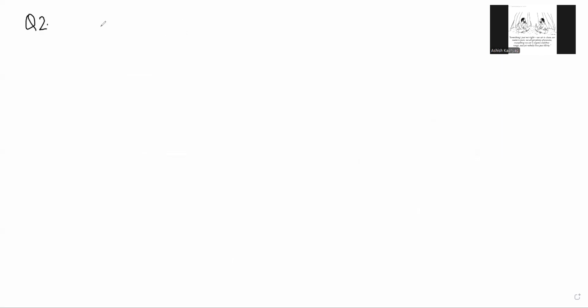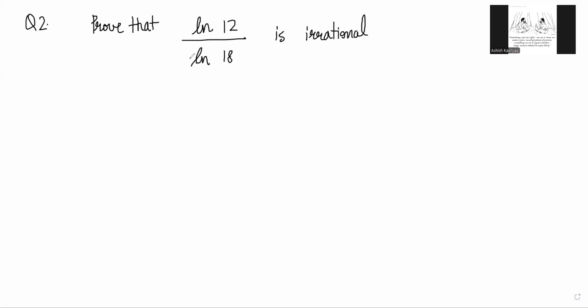Okay. Question number 2, you have to try yourself. Prove that ln 12 by ln 18 is irrational. And here the log is obviously to the base e.